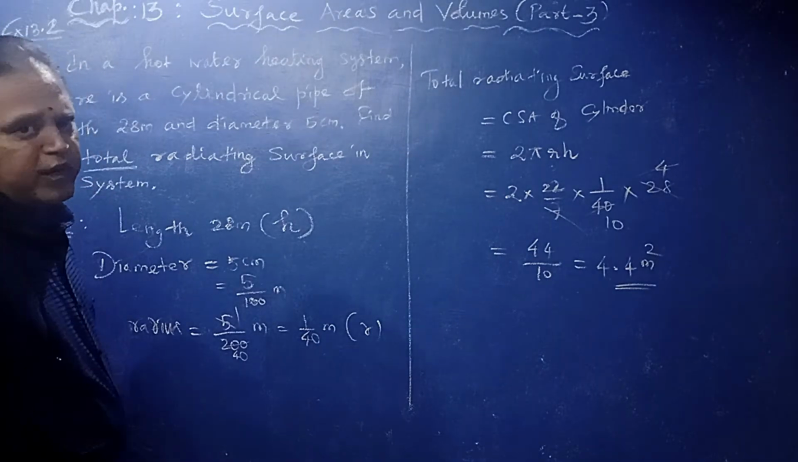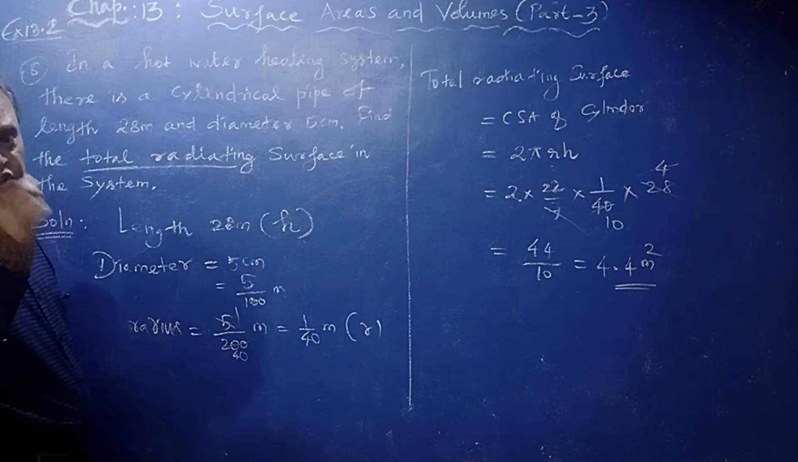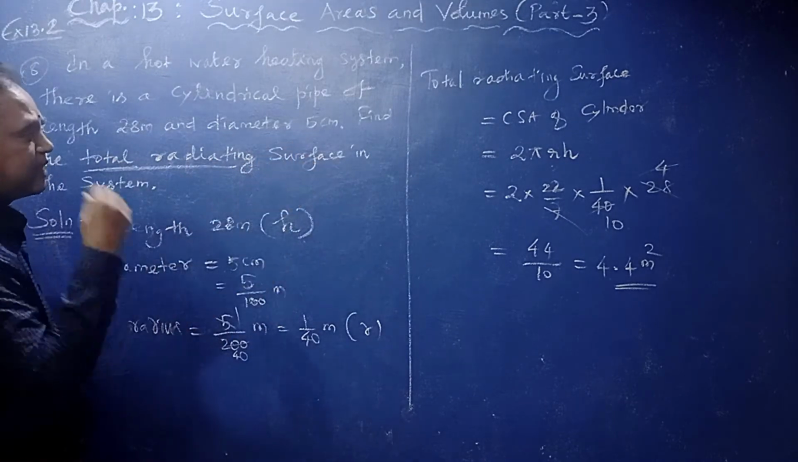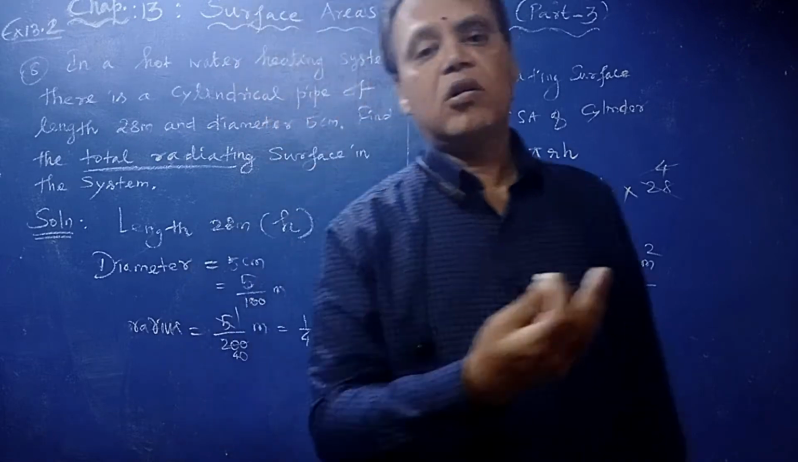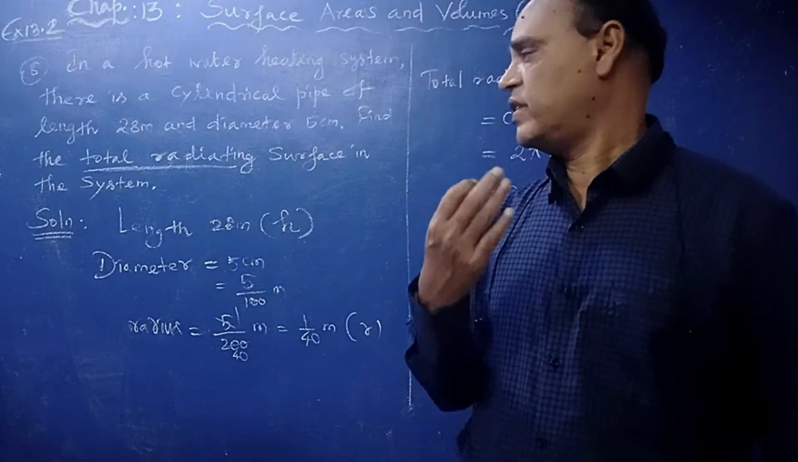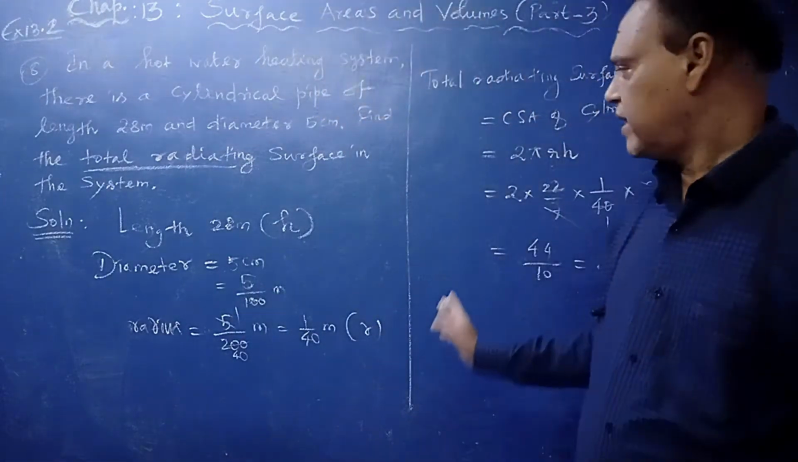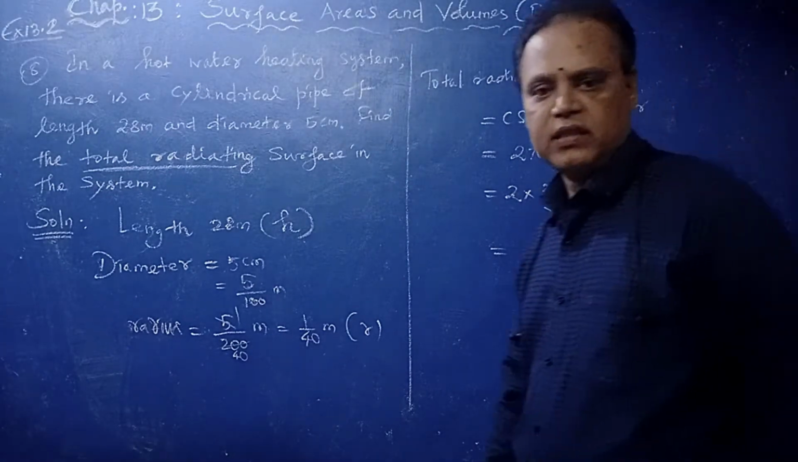Mainly why I am teaching this problem is that here the word total is given. Total radiating surface means you should not apply total surface area. You have to apply curved surface area only. The radiating surface is in the form of curved surface area. Understand? So write the correct formula and put the correct values in to get the answer.